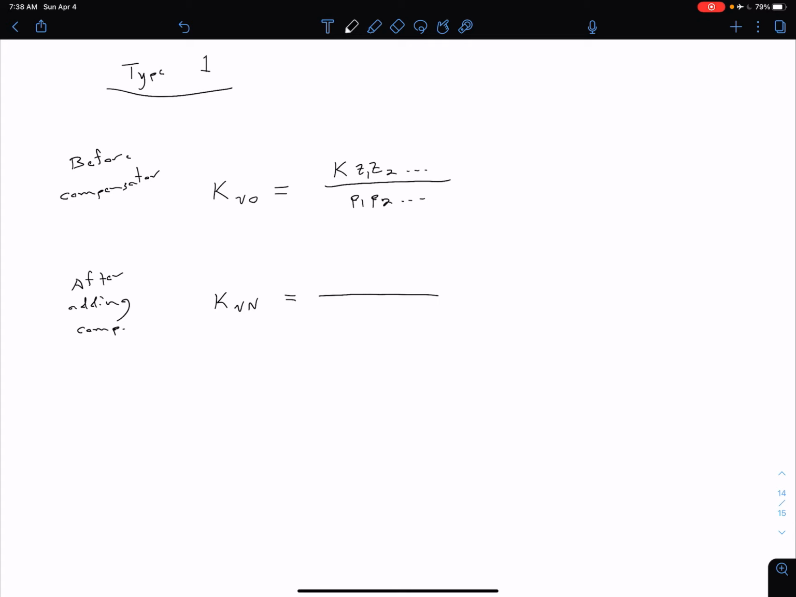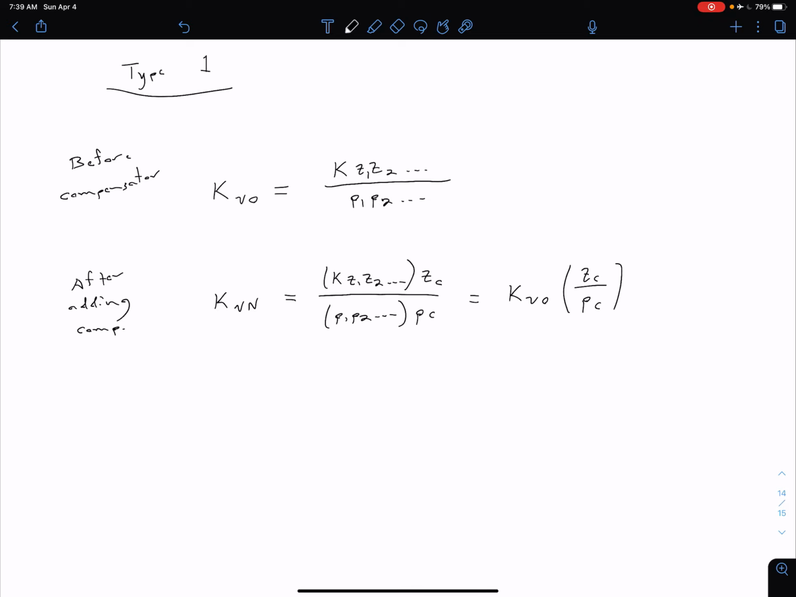So now we can say we have this initial part above, which was K times Z1 times Z2, and so forth. And now we've added this ZC term. And down here we have P1, P2, and so on and so forth. And now we've added this PC term. And so what we can see is that this is equal to our initial static error constant, KV0, times this ratio of ZC over PC.